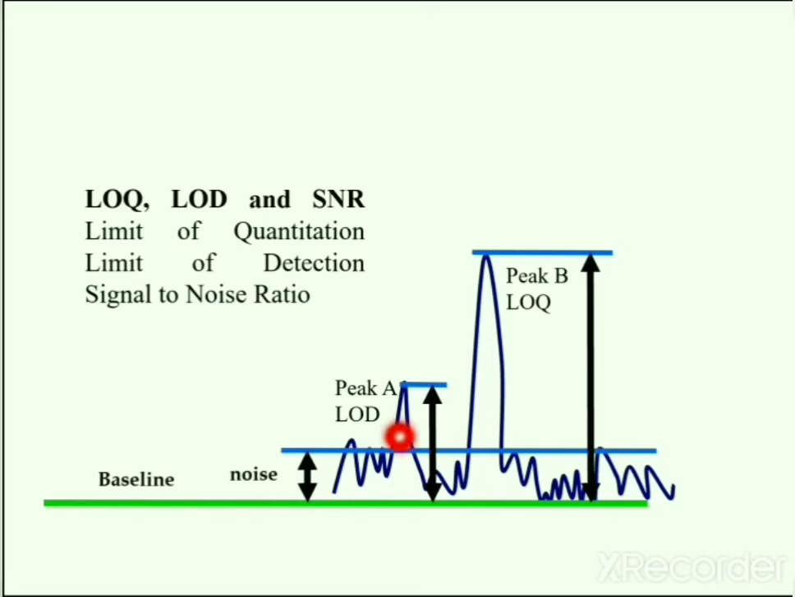Limit of detection is defined as the lowest quantity of the analyte substance that produces a signal at least 3 times the average noise level of the detector. Here is the noise level, and this peak A denotes limit of detection. Limit of quantitation is the lowest concentration of the analyte that can not only be detected but can be quantified within defined limits of certainty. Usually, limit of detection and limit of quantitation refer to limits associated with 95% probability of obtaining a correct result.